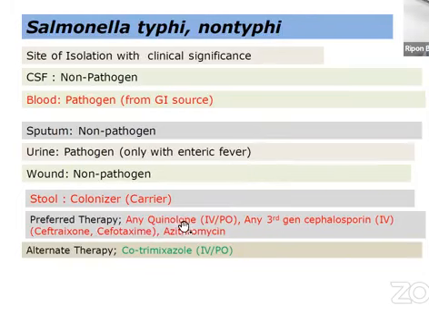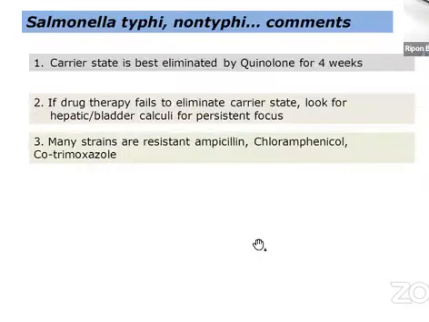For preferred therapy, any quinolones, a third generation cephalosporin like ceftriaxone, or azithromycin. But in our country, ciprofloxacin and other quinolones are getting more and more resistant. Alternative therapy is cotrimoxazole.